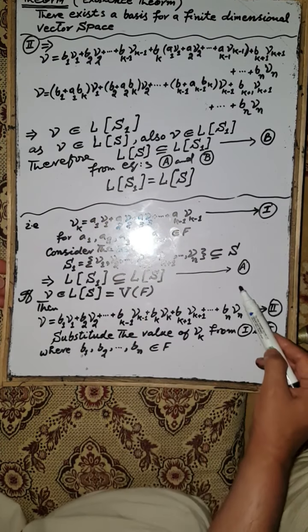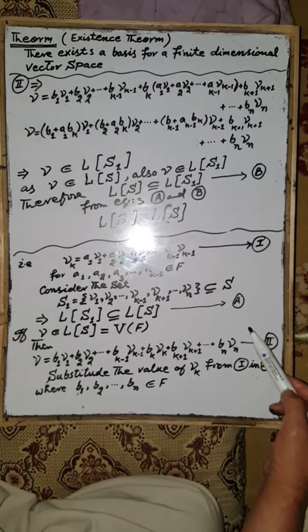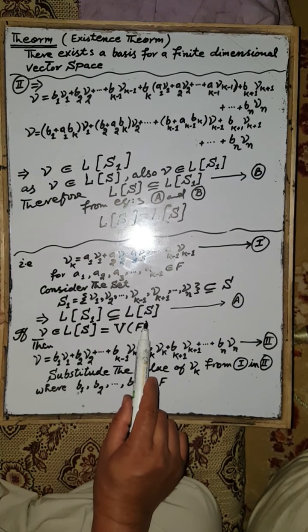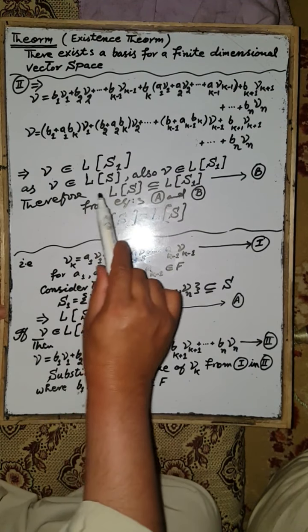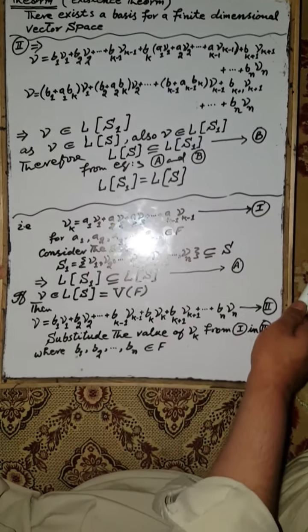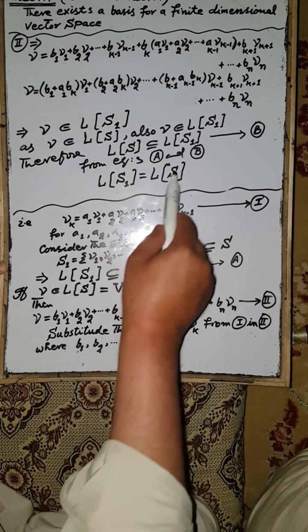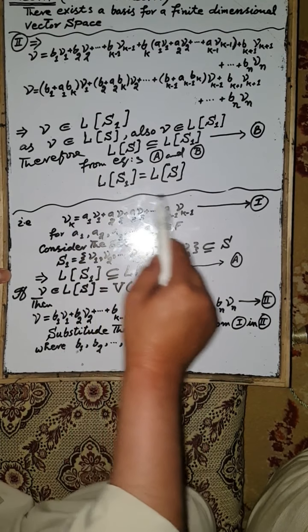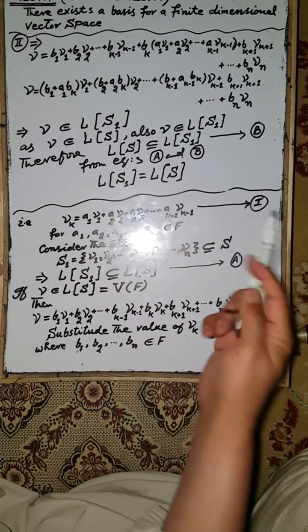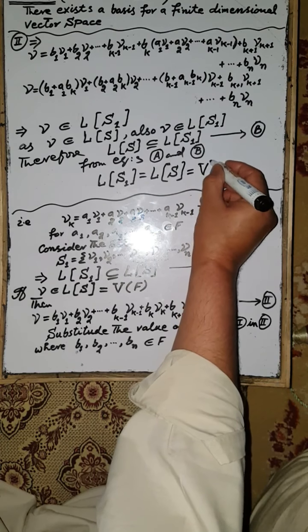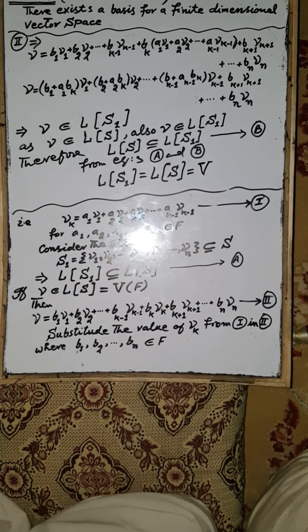Now, from equation number A, the set spanned by S1 is a subset of the set spanned by S, and from equation number B, the set spanned by S is a subset of the set spanned by S1. Therefore, from equations A and B, the set spanned by S1 is equal to the set spanned by S, and the set spanned by S is the whole vector space V over the field F.